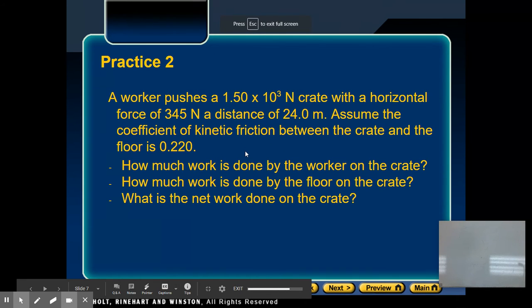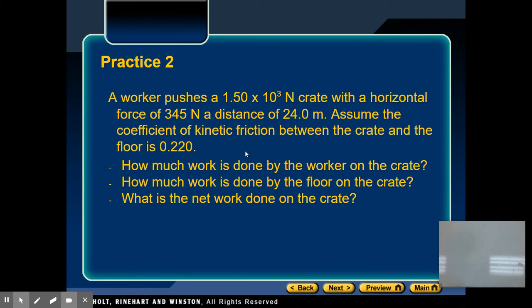Practice 2. A worker pushes a 1.50 times 10 to the third newton crate with a horizontal force of 345 newtons at a distance of 24.0 meters. Assume the coefficient of kinetic friction between the crate and the floor is 0.220. Okay, so we have an A, B, and a C here. So let's write down what we know, okay?